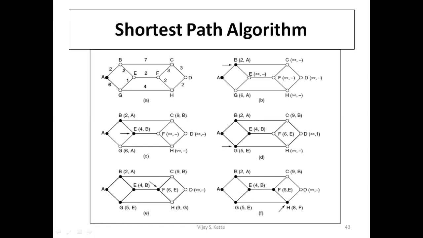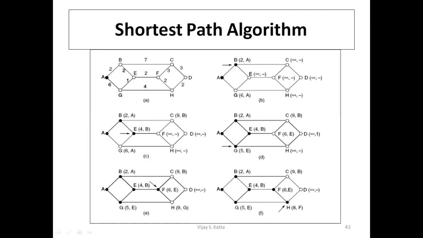Now to transfer this packet on the next link, B will assign a weight to its neighbors. E and C are the neighbors of B. So the weight of C will be updated as 2 plus 7, that is nothing but 9. So the weight of C is 9, and if the packet arrives here, it will arrive from node B. Similarly, the weight of E, currently infinity, will be 2 plus 2, that is 4 comma B.